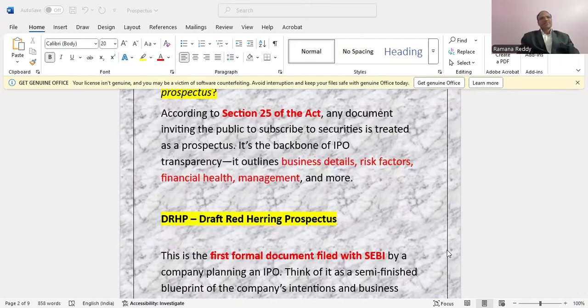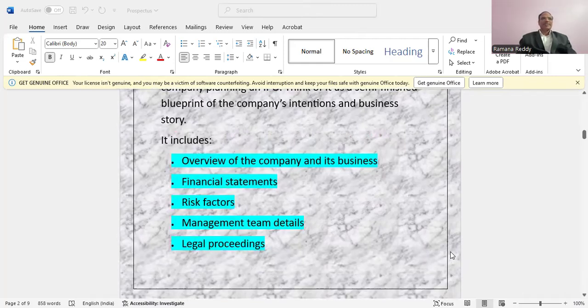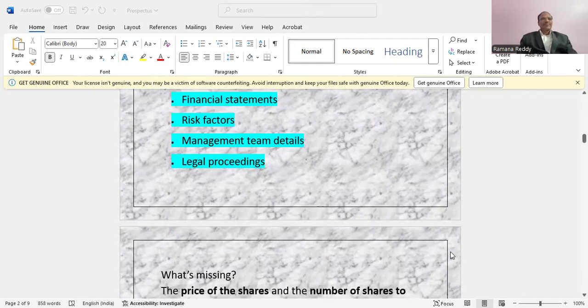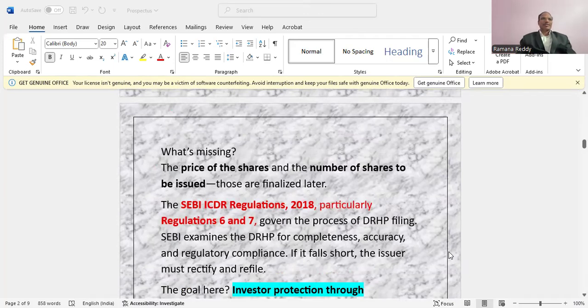What is DRHP? Draft red herring prospectus. This is the first formal document filed with SEBI by a company planning an IPO. Think of it as a semi-finished blueprint of the company's intention and business story. It includes an overview of the company and its business, financial statements, risk factors, management team details, and legal proceedings. These are all the details that will be there in the DRHP, draft red herring prospectus. What is missing here is the price of the shares and the number of shares to be issued.